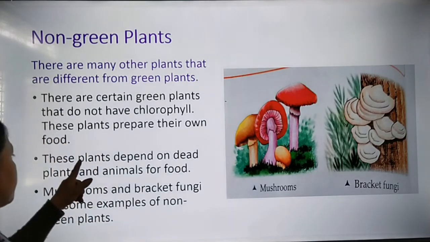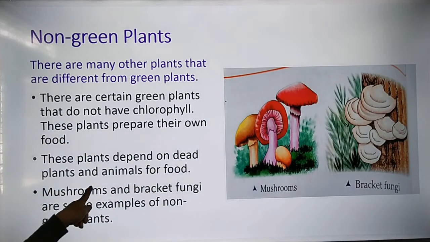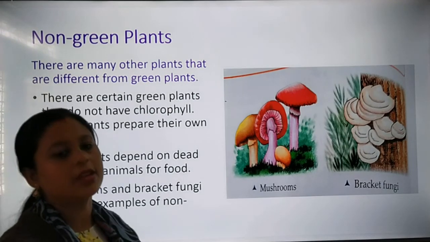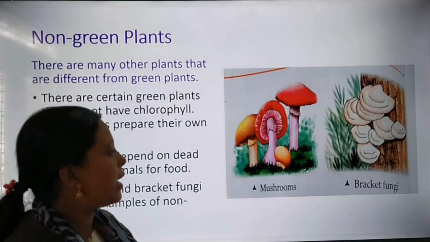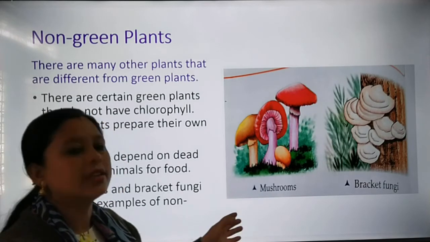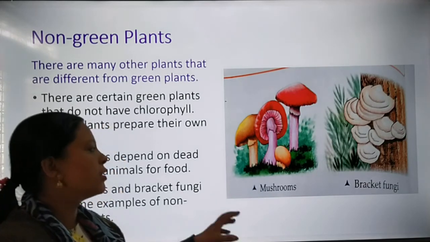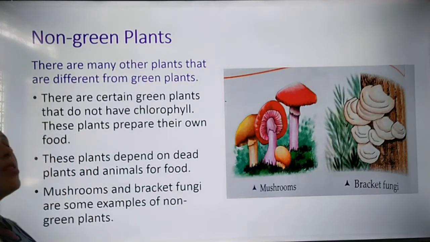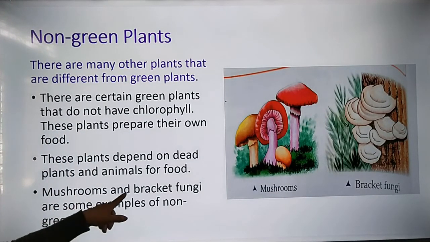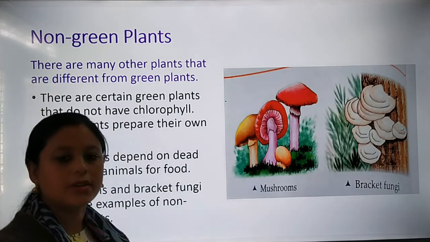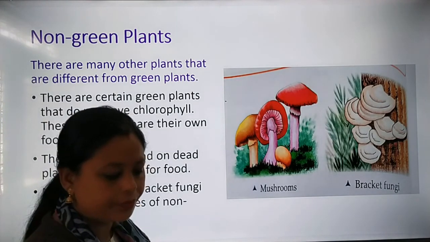These plants depend on dead plants and animals for food. So these plants cannot make their own food by themselves. Non-green plants like mushroom and bracket fungi have to depend for their food on dead plants and animals. Mushroom and bracket fungi are some examples of non-green plants.